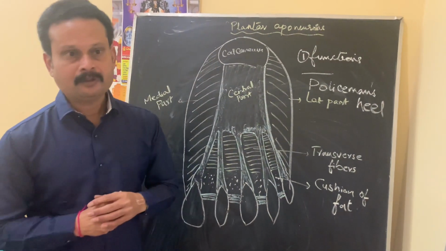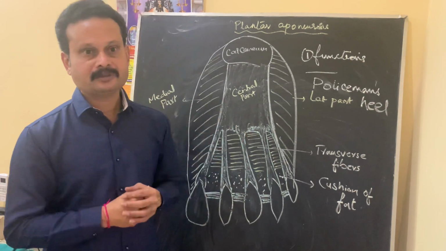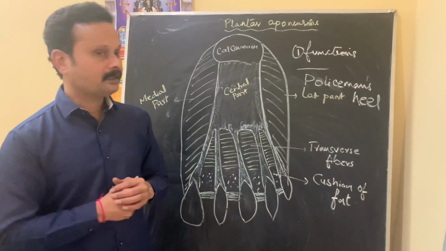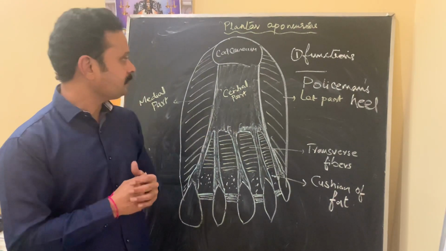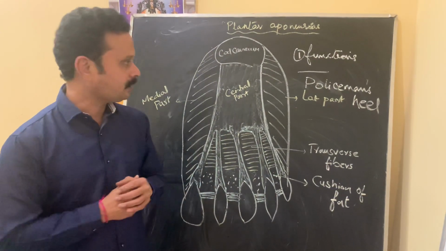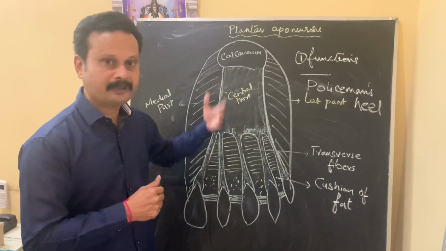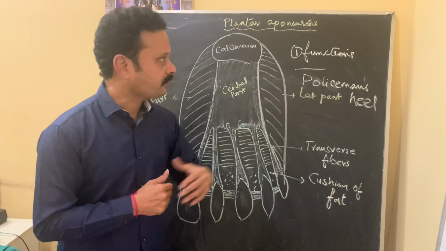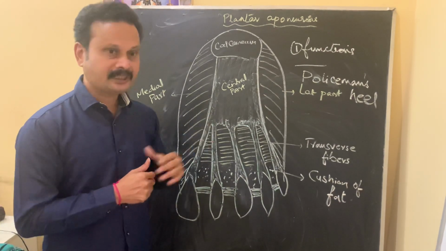Traffic police people who most of the times stand, it might result in stretching of this plantar aponeurosis characterized by the pain in the sole, and that condition we call it as the policeman's heel.